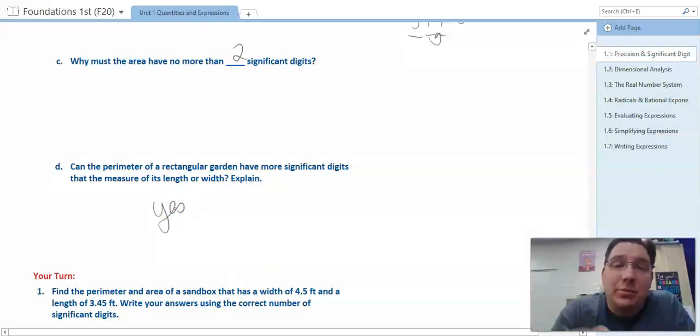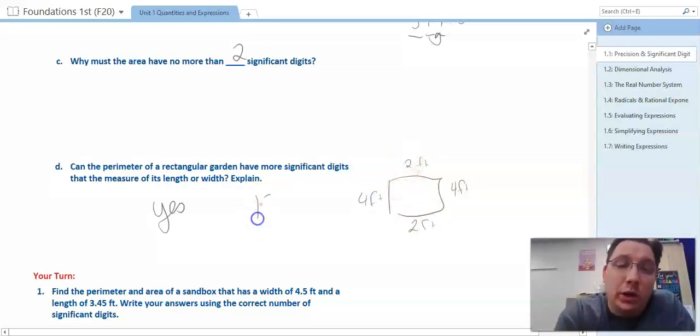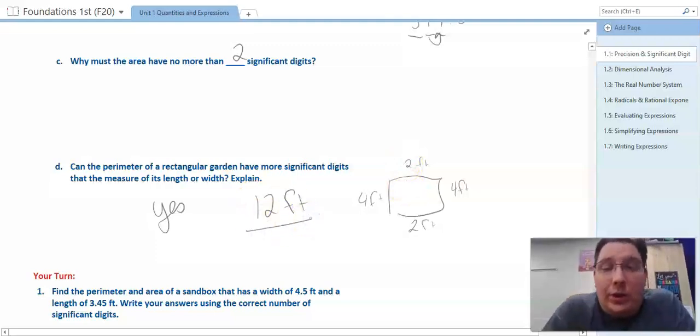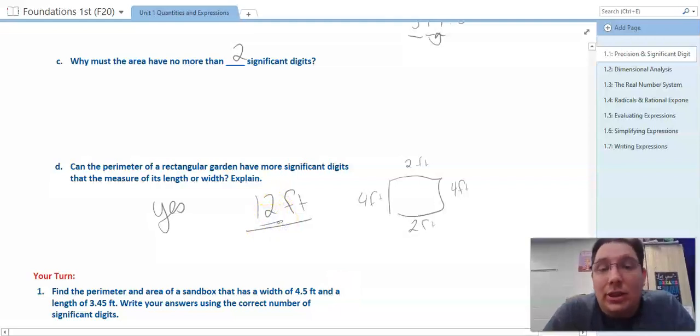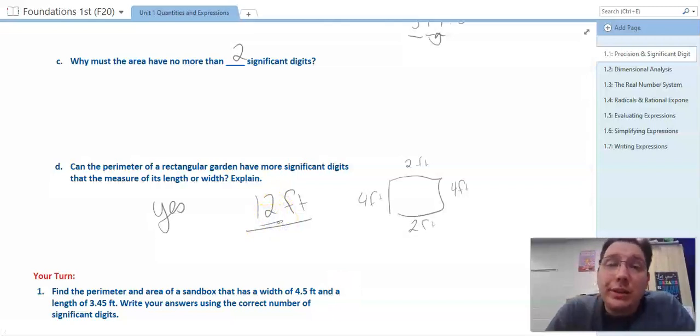Let's take, for example, this. We're talking about the perimeter here. So let's say I have a 2 foot by 4 foot rectangle, and I take the perimeter. Well, 2 plus 2 is 4, and 4 plus 4 is 8, so 8 and 4 is 12. This would be 12 feet. Well, I round it to the least precise place value. They're both to the whole number, so I'm rounding to the whole number. So I keep this. So that is one example of where I will end up with a number with more significant digits than the addends that we have.